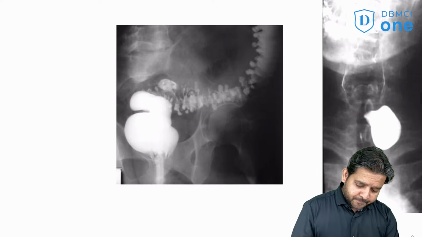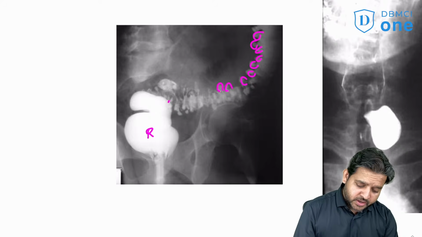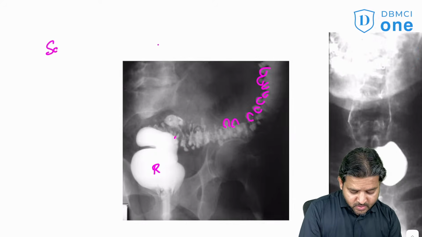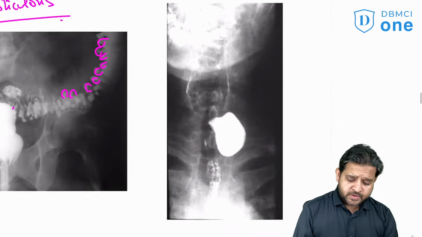Now, what do we see here? I can see the rectum and the sigmoid colon, and I can see multiple contrast-filled outpouchings. What are these called? These are called the sawtooth appearance of diverticulosis.